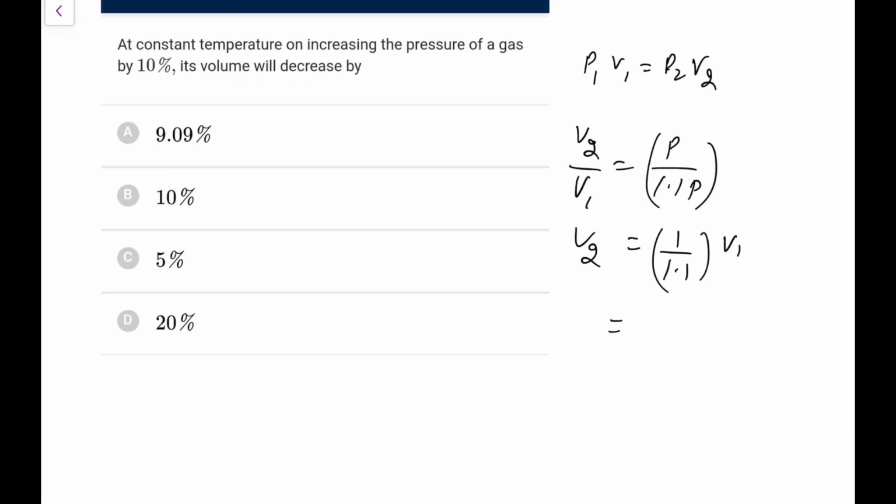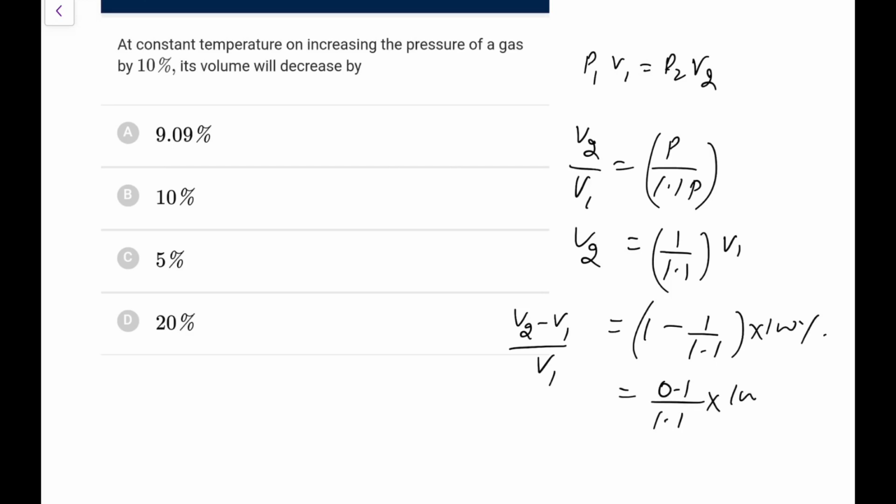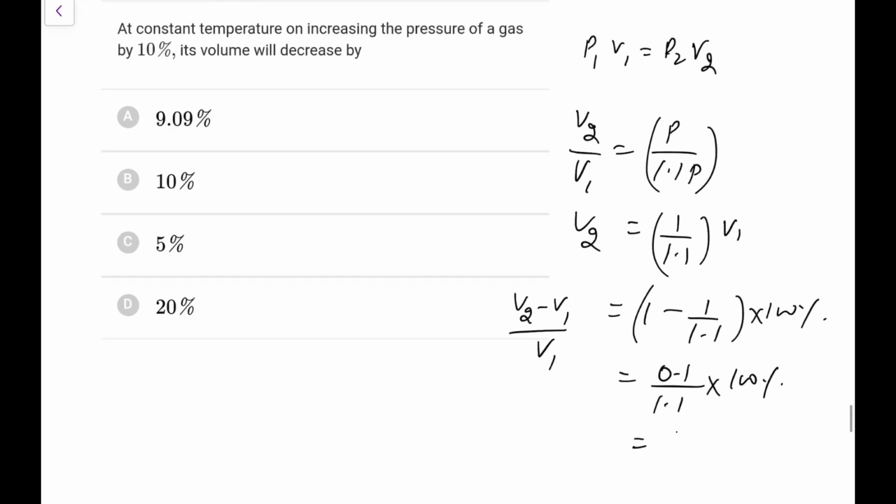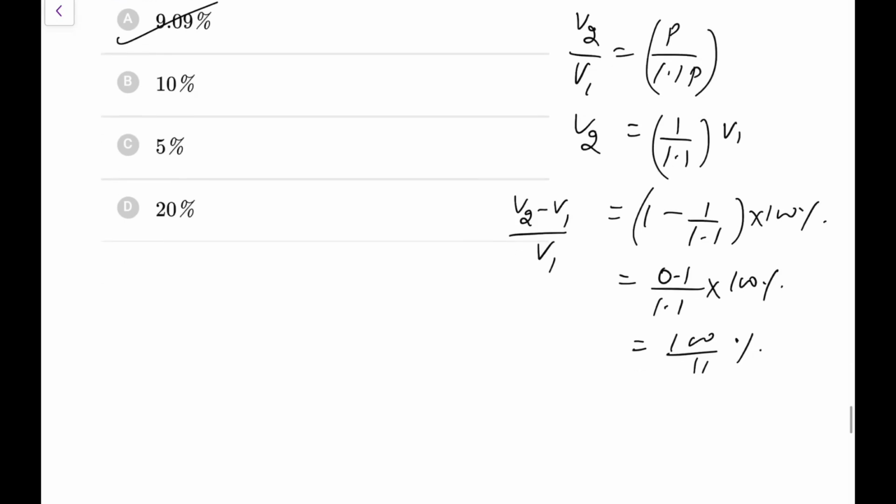If I do it in percentage terms, this would be V2 minus V1 by V1. That would be 1 upon 1.1 minus 1, so for the decrease, I can directly write it as 1 minus 1 upon 1.1 into 100%. So it would be 0.1 upon 1.1 into 100%. So it would be 100 by 11%, approximately 9.09%. That would be the answer here. Next one.